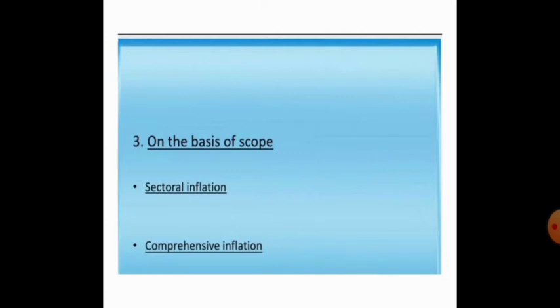On the basis of scope, there are sectoral inflation and comprehensive inflation. Sectoral inflation means that sometimes some products do not run in the market. At that time some causes happen, so some sudden problems are raised, and at that time inflation happens.